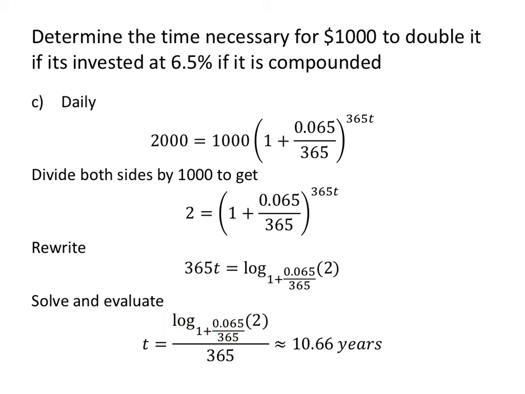Absolutely, my calculator can handle that. My brain cannot handle that, but my calculator can. And I'll find out that this is 10.66 years. So from annually, 11 years, to monthly, 10.69 years, to daily, 10.66 years, you're still going to have to wait a while for that $1,000 to double.